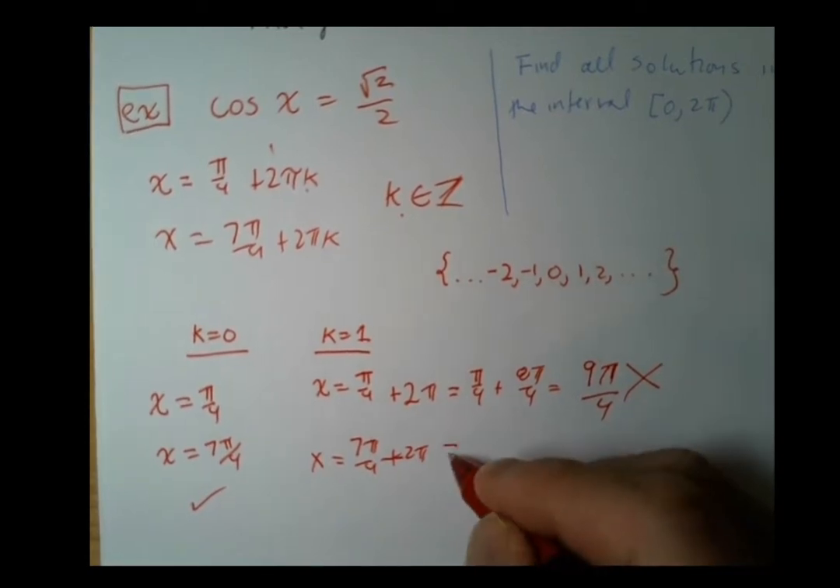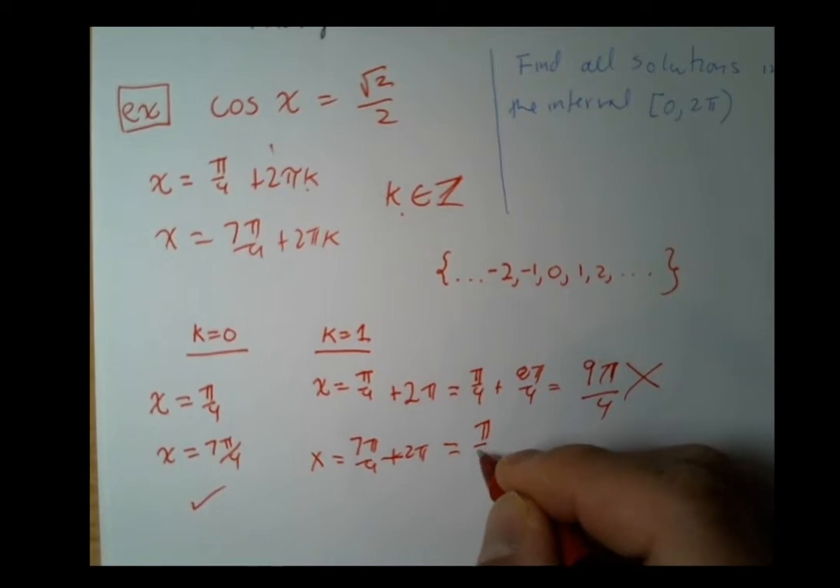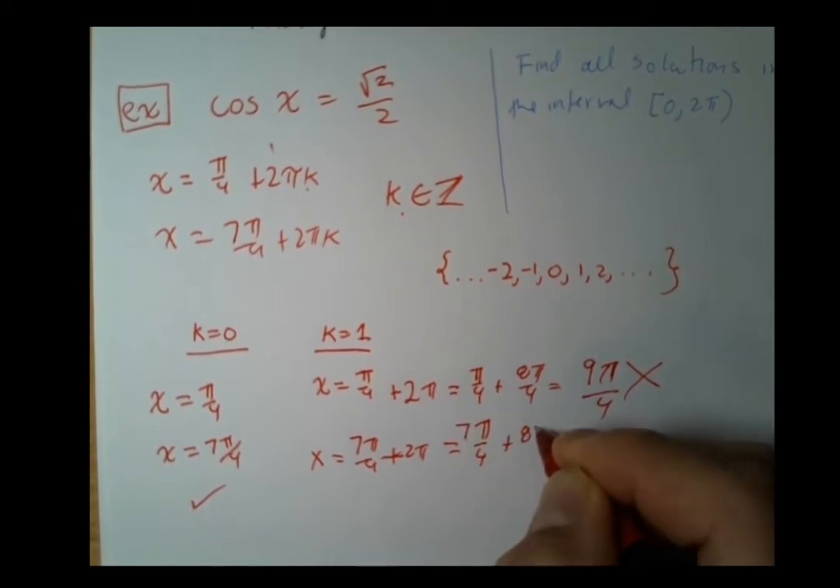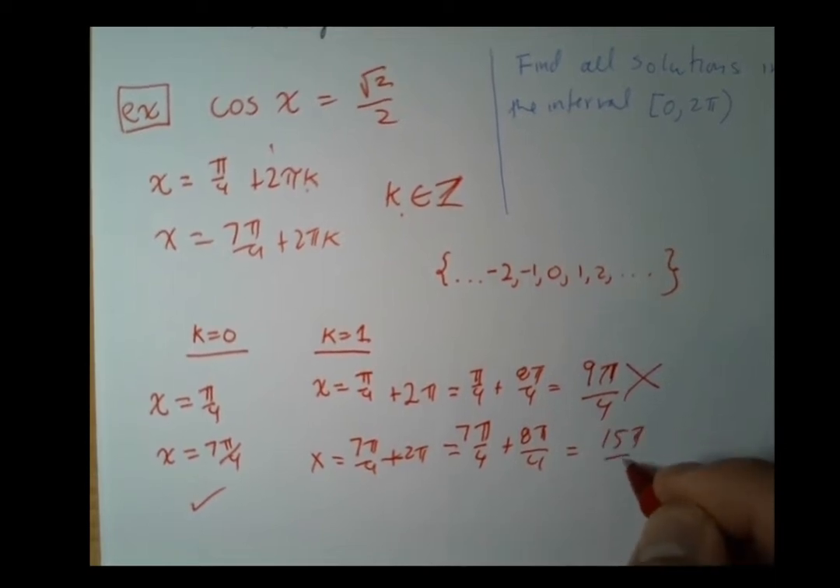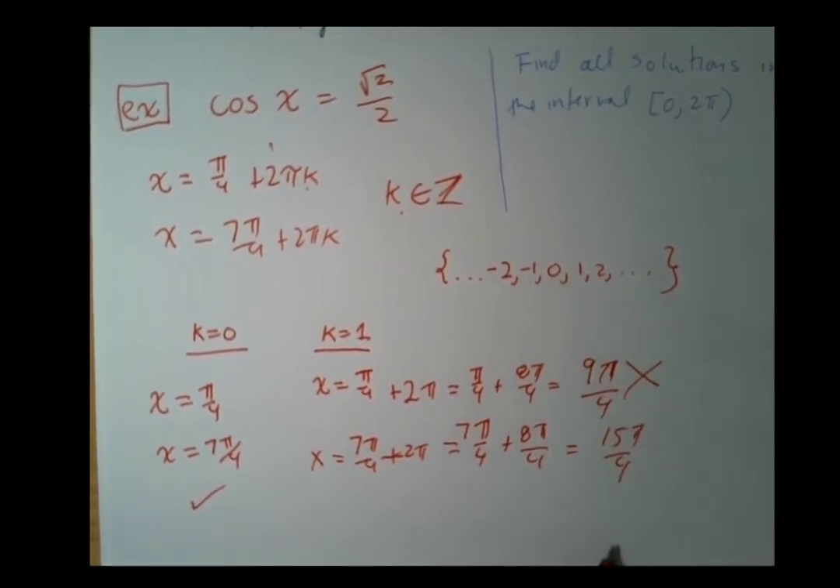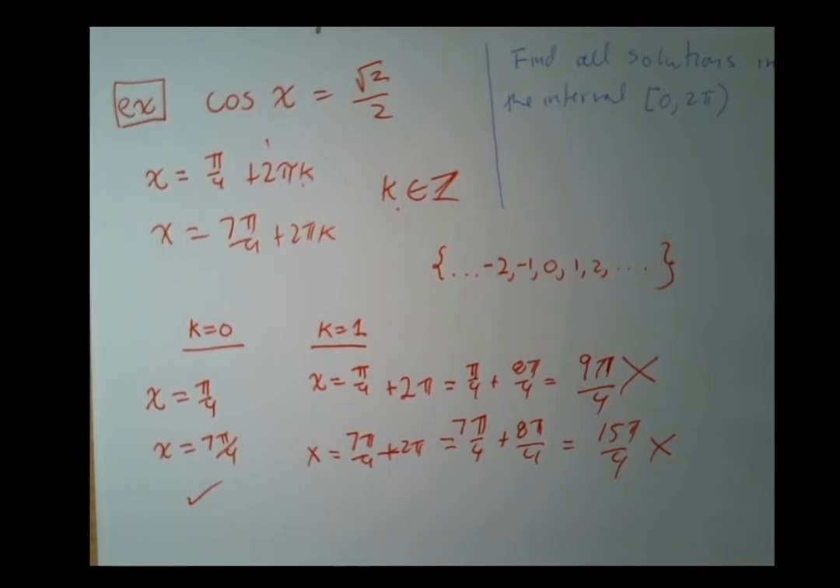And what you'd expect here is, well, 7 pi over 4 is bigger than pi over 4, so this one should also be outside of my domain. So this is 15 pi over 4. We find that it is. This is closer to 4 pi. So right away we see that this here is also not part of my domain. So I can stop here. When k is 2, I'll just get a larger value, so that's also going to be outside of my domain.